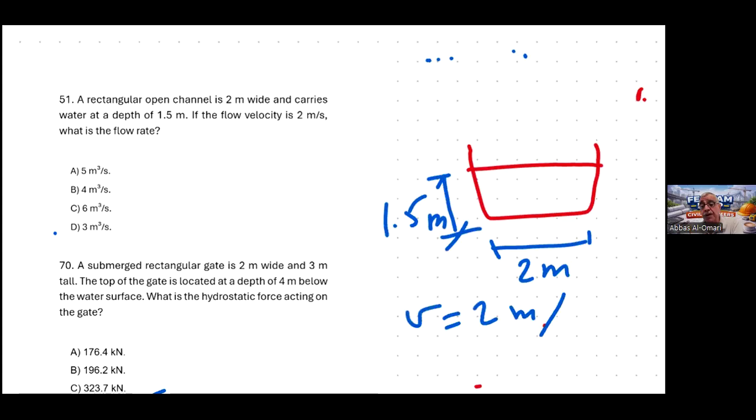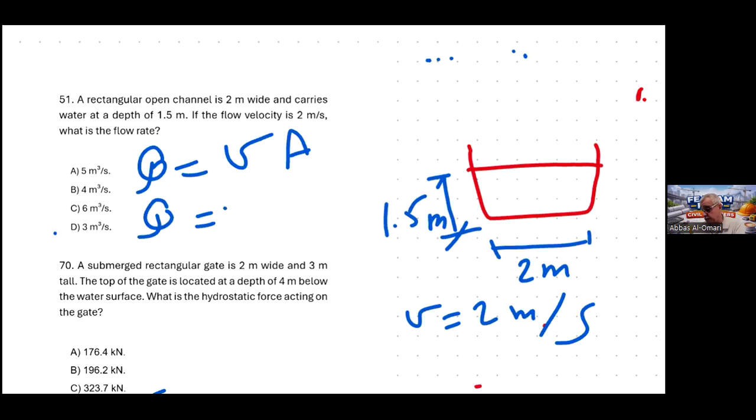Now, when you know the cross section and you know the velocity, simply Q equals VA. That's it. If we know the velocity and we know the cross section, the flow is Q equals VA. It does not have to do with many equations. This is different from the problem we solved earlier. So if the velocity is known and the area is known, we simply multiply V by A. So Q equals V is 2 meters per second, and you always have to look at the units. Make sure that the units are consistent.